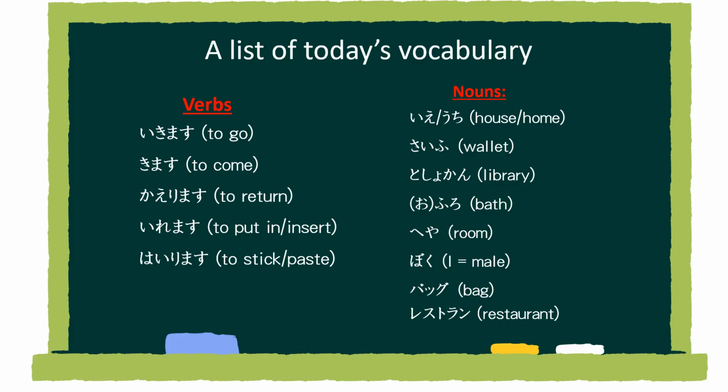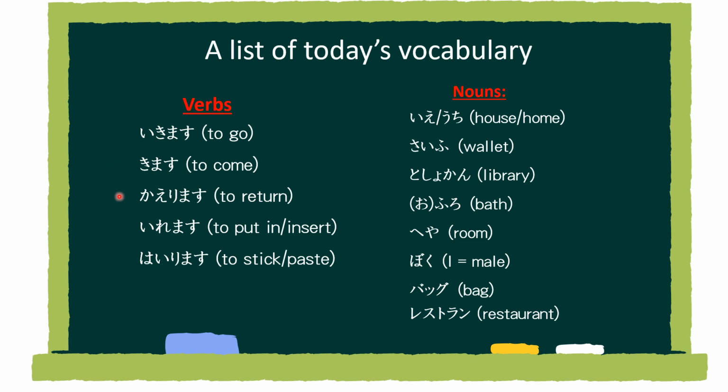Before diving into grammar explanations, let me introduce the words we'll be using in this episode. As we will be focusing on destination particles, the verbs we'll primarily discuss are those associated with movement, such as 行きます, to go, 来ます, to come. Now this is one of those irregular verbs, and 帰ります, to return.